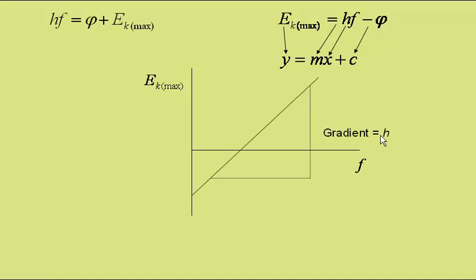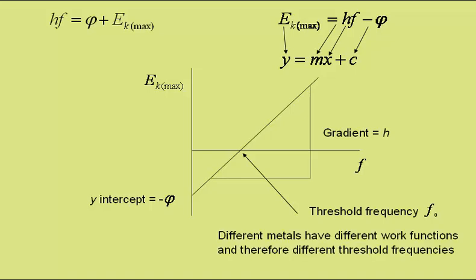The gradient will give me Planck's constant h. The y-intercept gives me minus phi, the work function. The x-intercept here gives what's called the threshold frequency, f0, which is the frequency of radiation below which no electrons will be ejected. Different metals have different work functions and therefore different threshold frequencies.